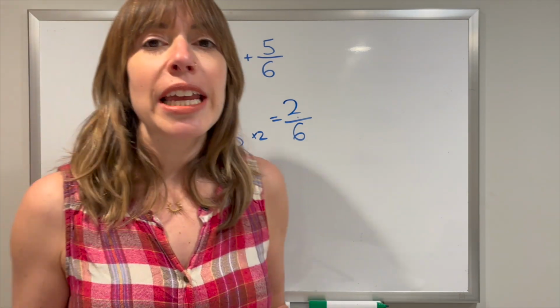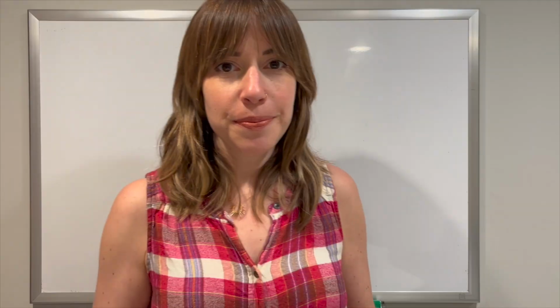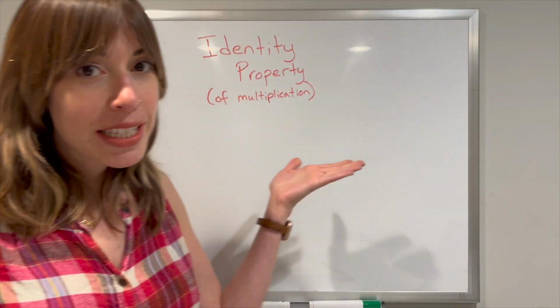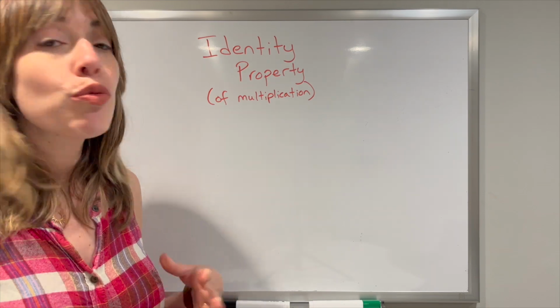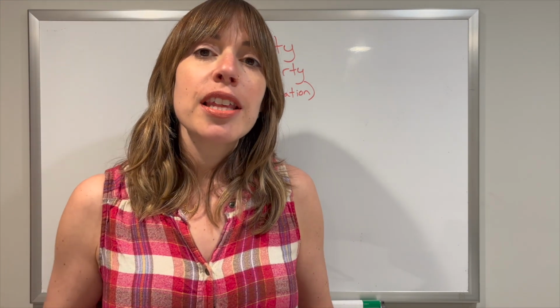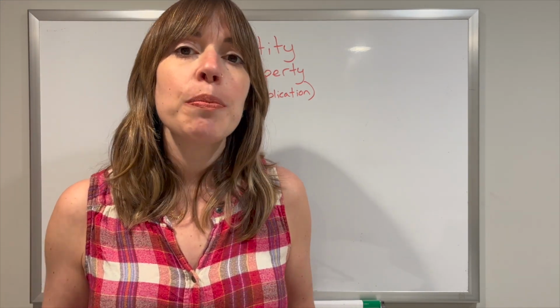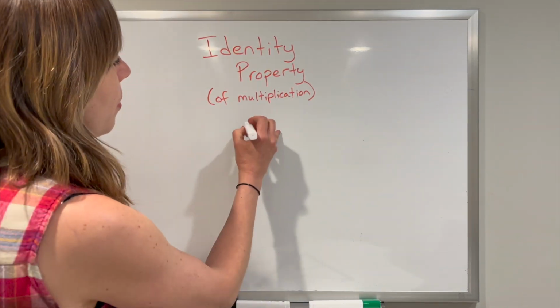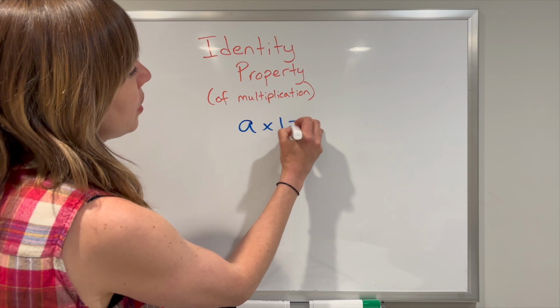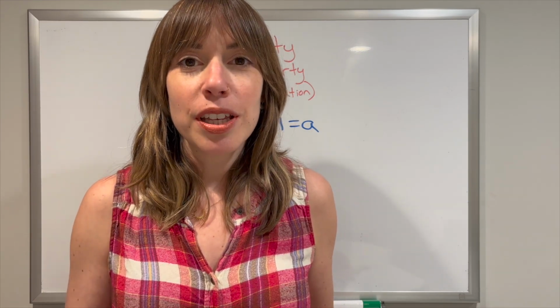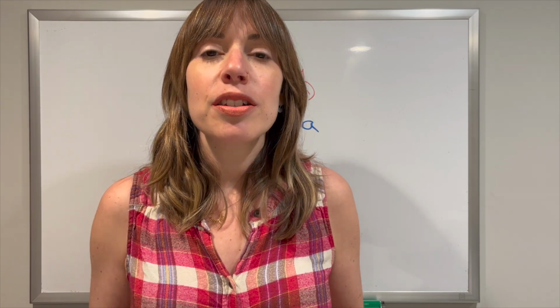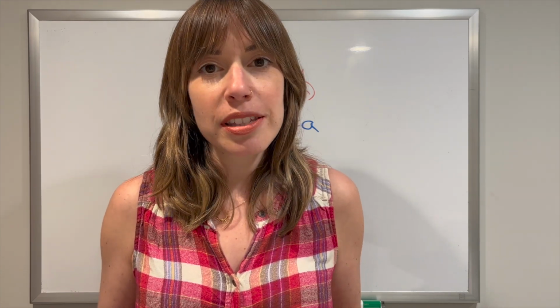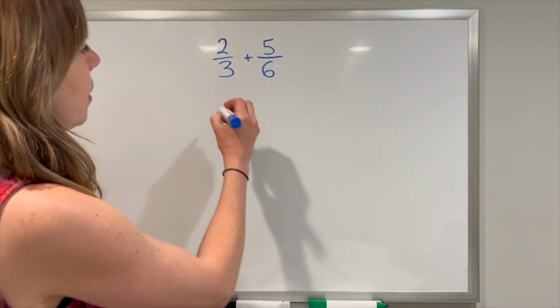This is where an understanding of the identity property of multiplication really comes in handy. The identity property, in this case of multiplication, is really straightforward. It just says that when you multiply any number by 1, that number retains its value. So a times 1 still equals a. This is really obvious in and of itself, but it has applications to harder problems that are not quite as obvious, like our fraction problem.